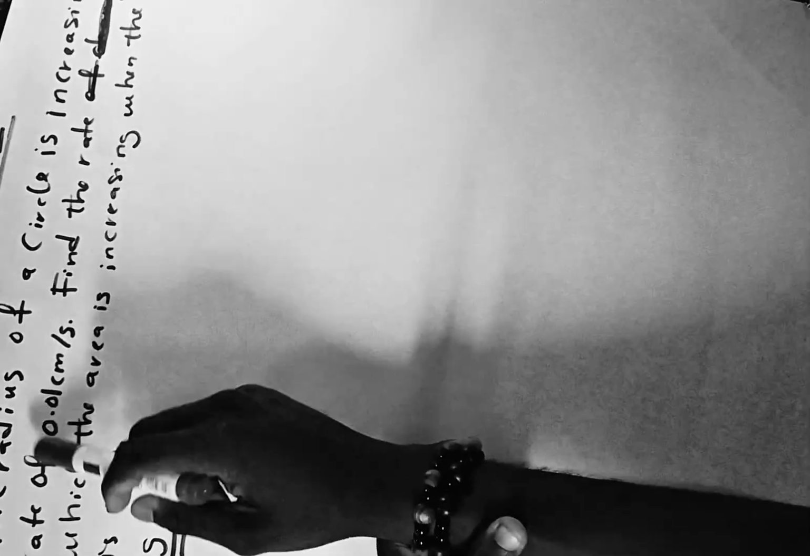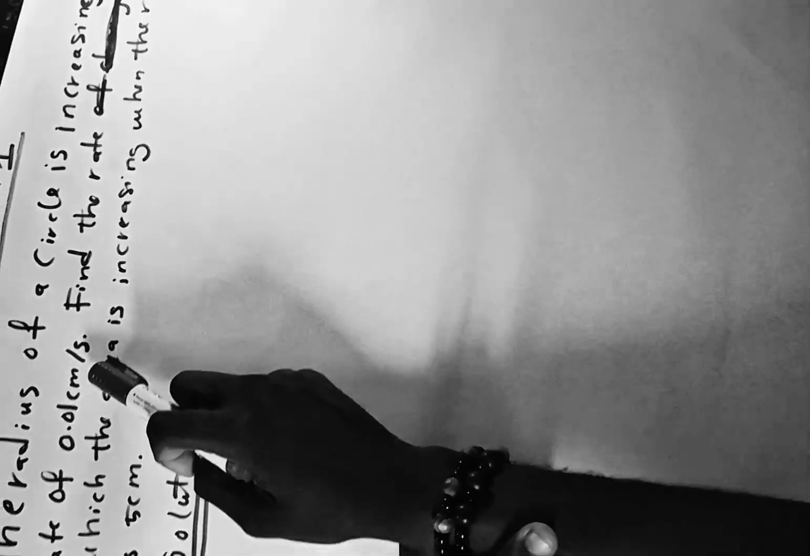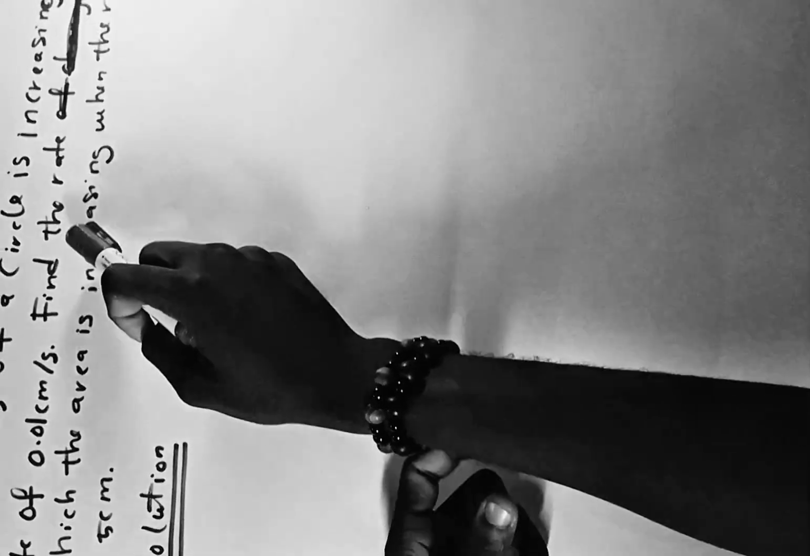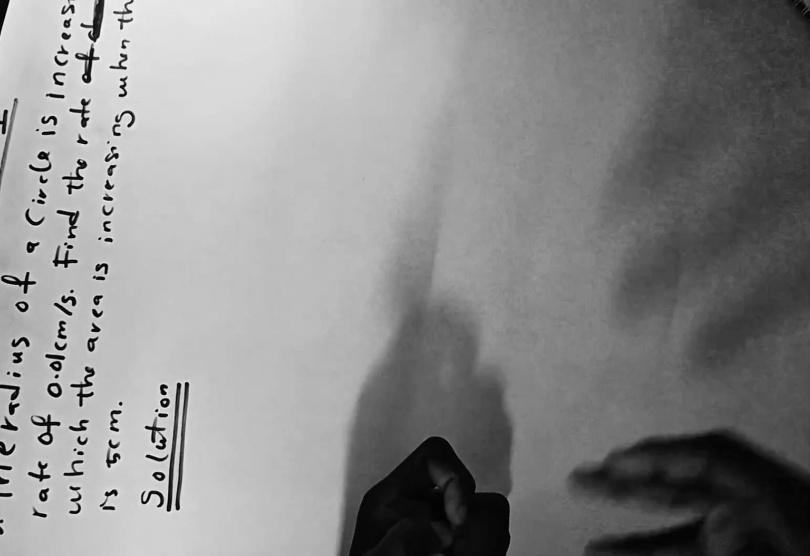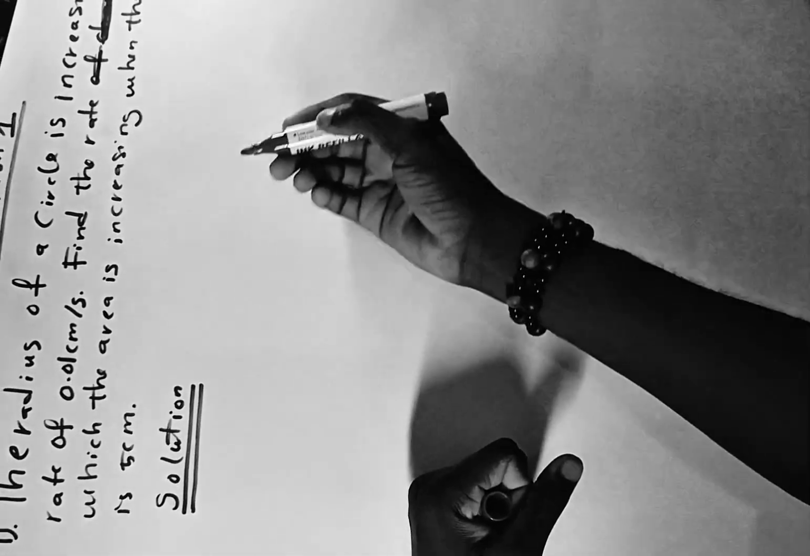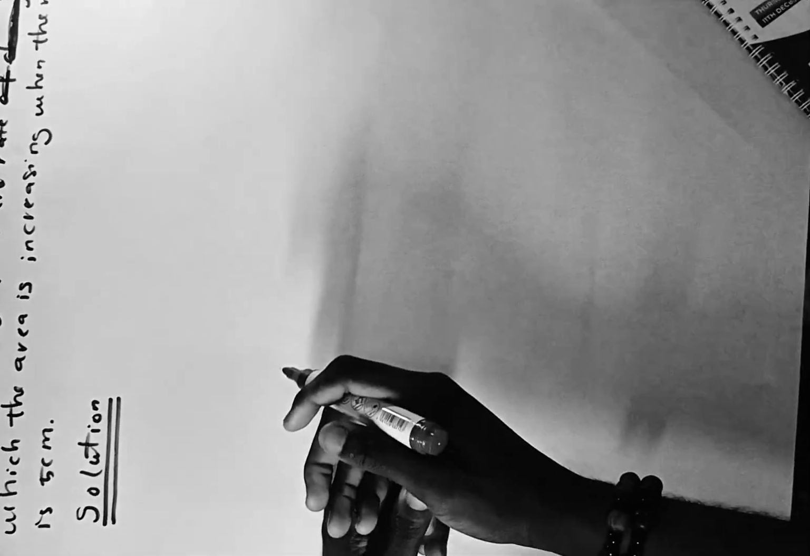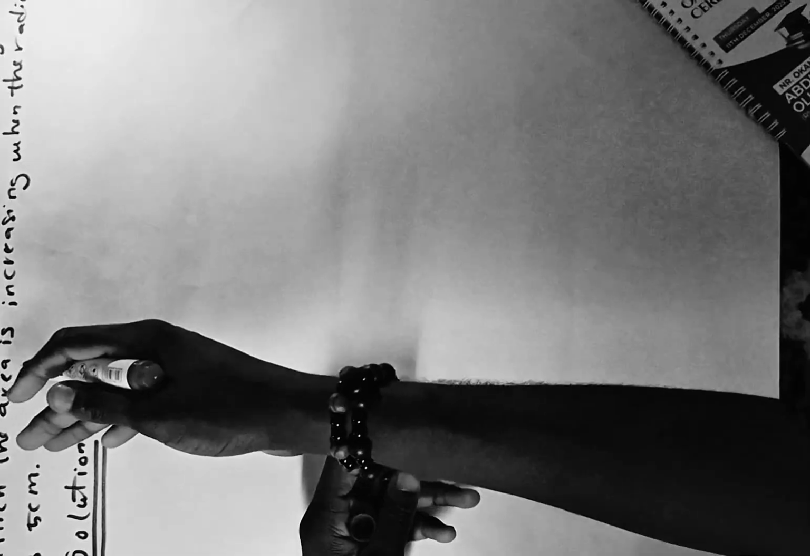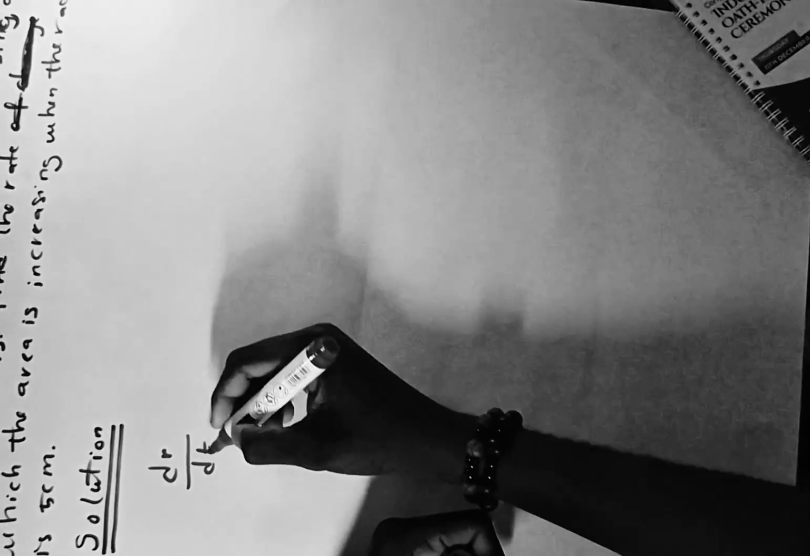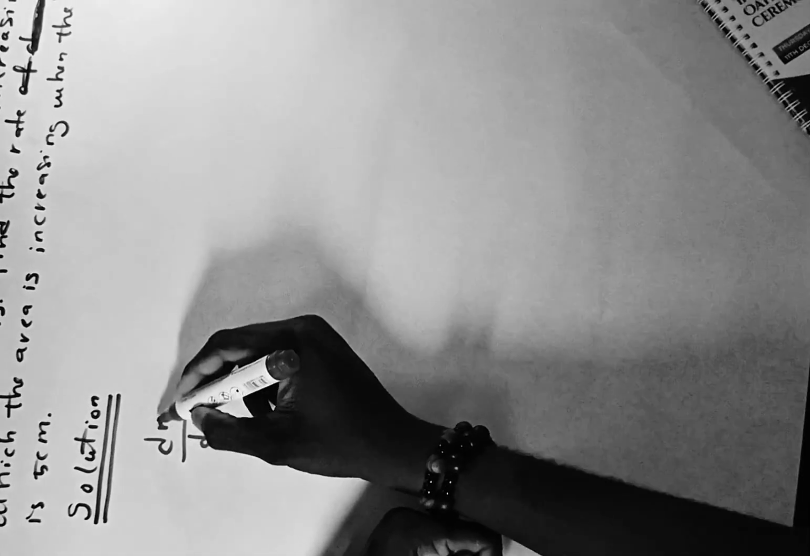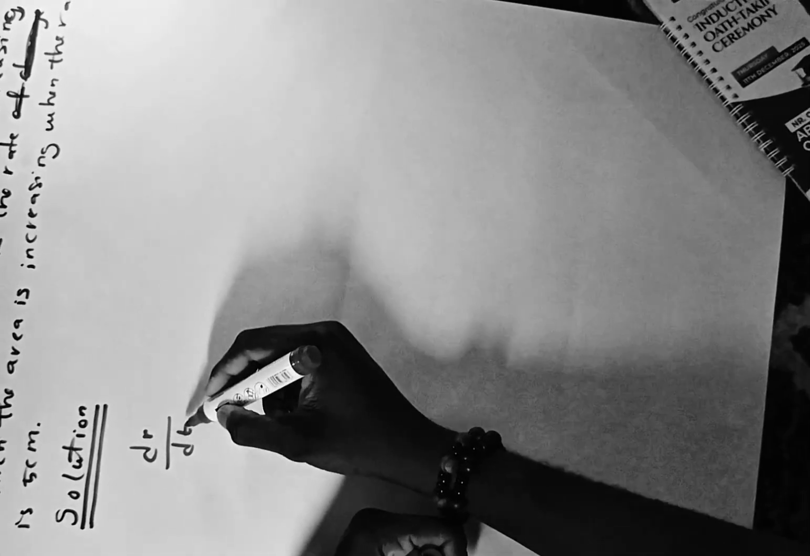All right, I'll take it again. The radius of a circle is increasing at the rate of 0.01 centimeter per second. Find the rate at which the area is increasing when the radius is 5 centimeters. So the first thing we need to do is to write out the information that we are provided. It says the radius of a circle is increasing at a rate of 0.01 centimeter per second. That's to tell you that this is basically the rate of change of the radius, and we can write that as dr by dt, because it's calculating how much the radius is changing with respect to a change in time.